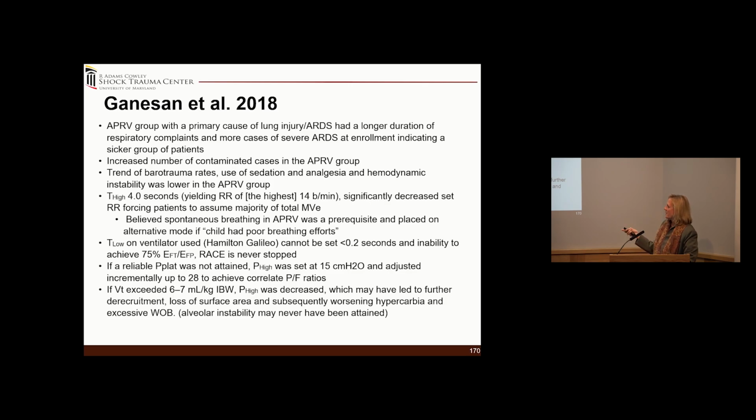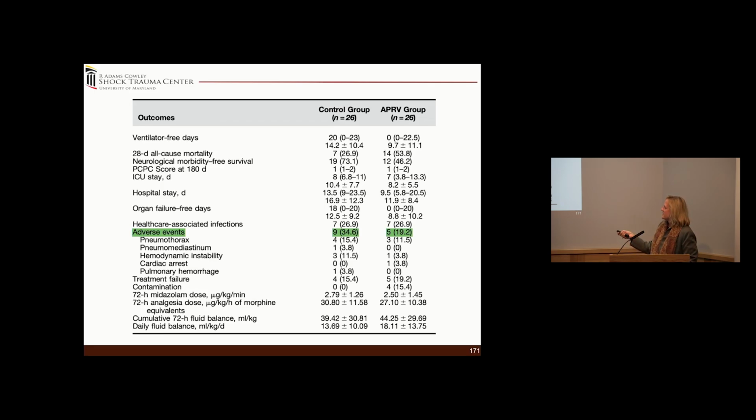The T low, again, could not be set lower than 0.2 seconds, and if you do not achieve that 75%, repeated alveolar collapse and expansion is never stopped. If they could not attain a reliable P plat, the P high was set at 15 first, and then adjusted up to 28. So just imagine the time frame it took for each sequential gas to get to 28, and what the patient's effort was like. And if the tidal volumes exceeded 6 to 7 mLs per kg, the P high was reduced, and this could have potentially led to further de-recruitment. And this is just what we were talking about.